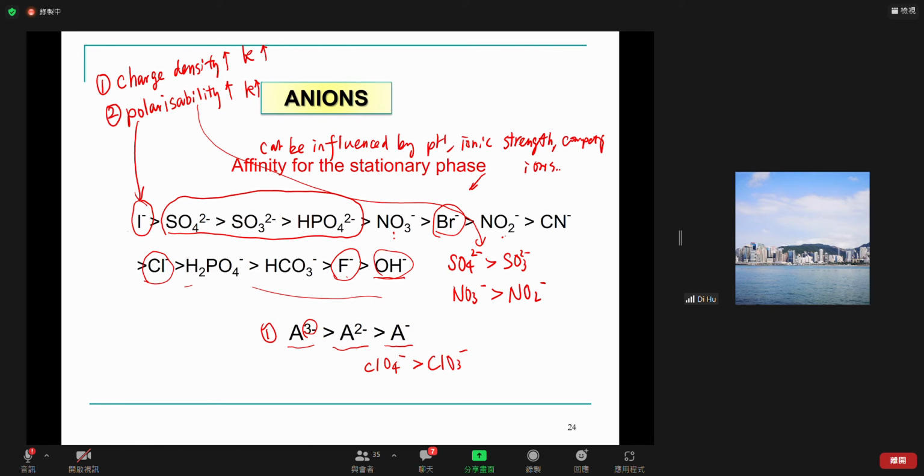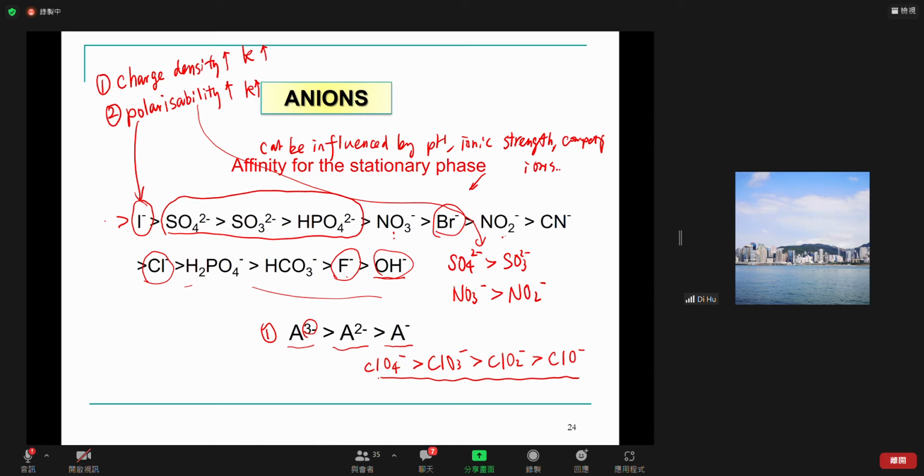The chlorate has stronger affinity than chloride, and stronger affinity than hypochlorite. Also, even though they have the same charge, it is because of polarizability. The polarizability of the perchlorate is larger than that of chlorate, chloride, and then hypochlorite. So if we put that into here, it's here.